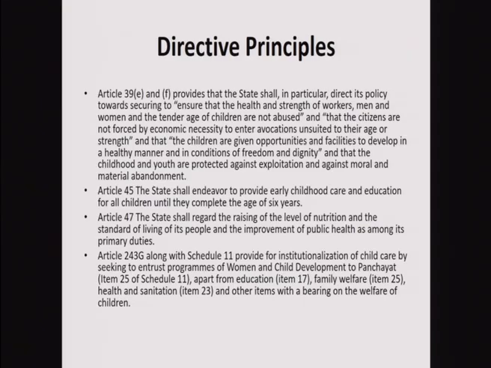Article 45 states that the state should endeavor to provide early childhood care and education for all the children under the age of 6 years. Right now, the government is talking about turning the Anganwadi centers into pre-primary schools. Already they are working on that, but they want to change the curriculum and modify it so that the children can be benefited out of it.